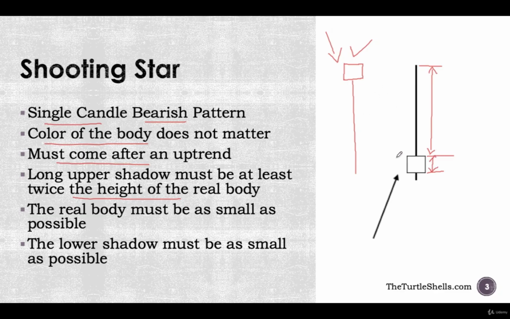In the hammer it was the reverse. The real body must be as small as possible. So this real body, the smaller it is, the more will be the height of the upper shadow. So it will help us satisfy this condition, more than twice the height of the real body. The lower shadow must be as small as possible. We have discussed this many times before. The lower shadow represents bullishness and the upper shadow represents bearishness. So since this is a bearish pattern, we need a lower shadow which is as small as possible.